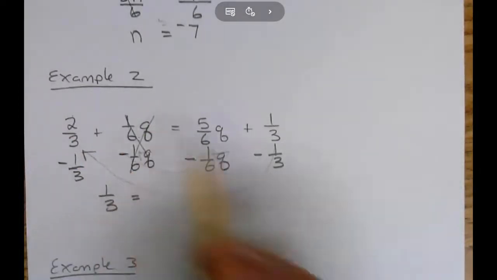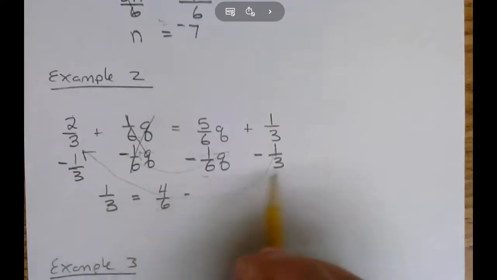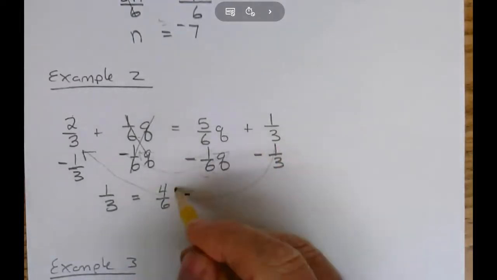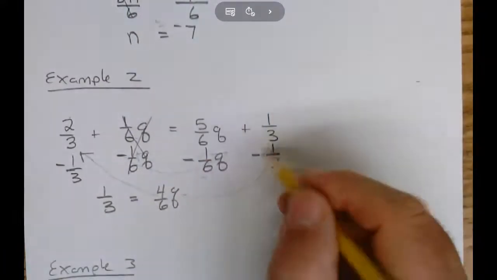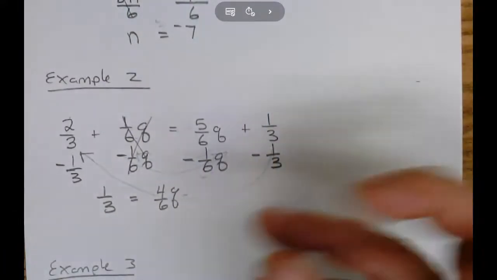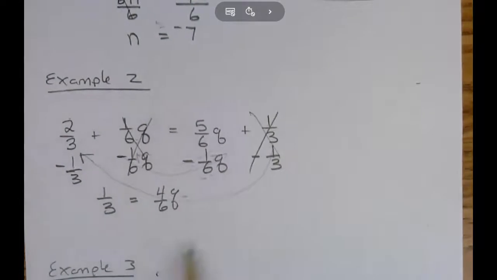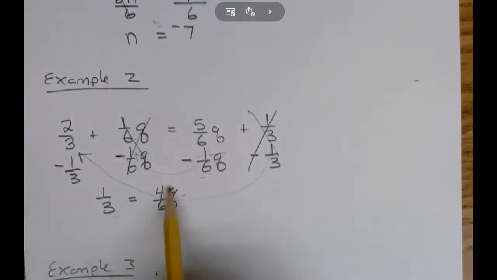This is going to cancel. And then we're going to have 5/6 minus 1/6. That's going to be 4/6. And then this cancels. But that's q. Right? And this cancels. Okay. And then we're left with this. So now we want to get this. We want to get q by itself.